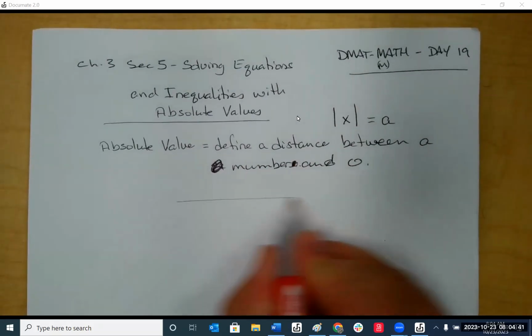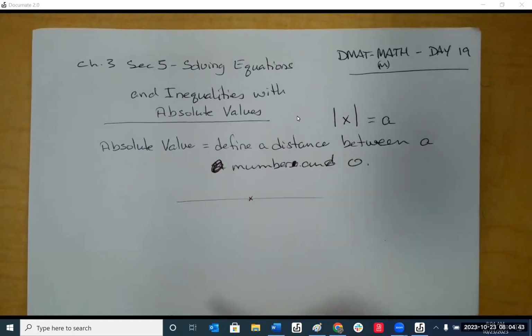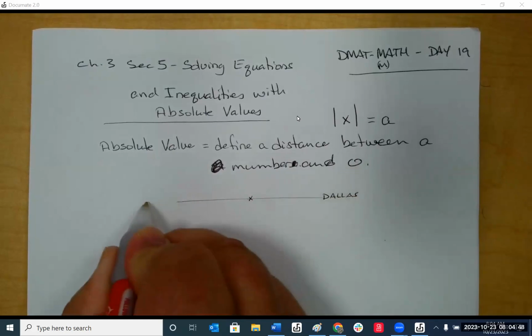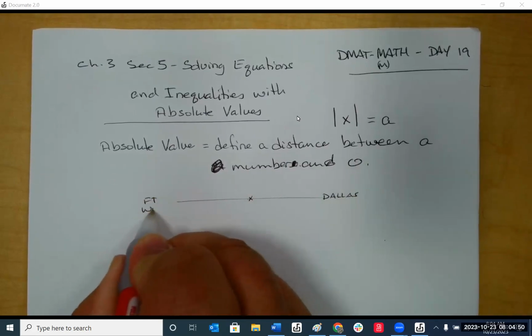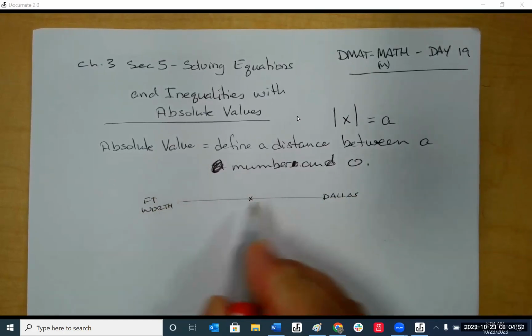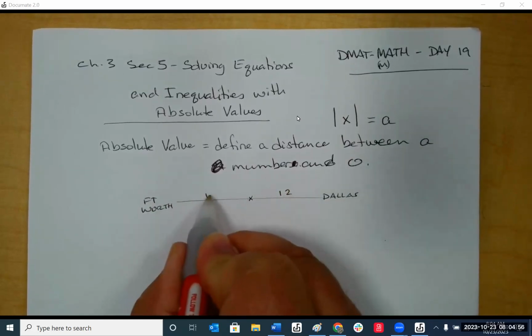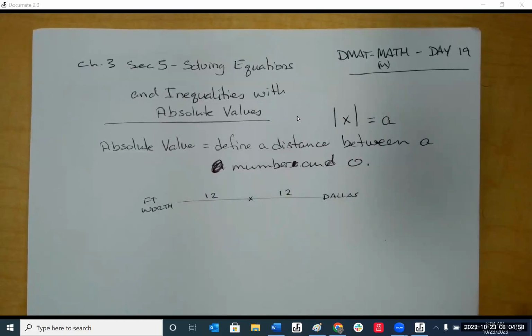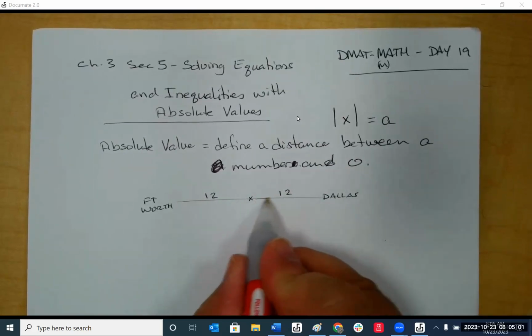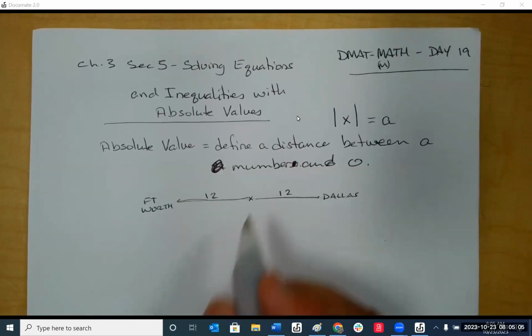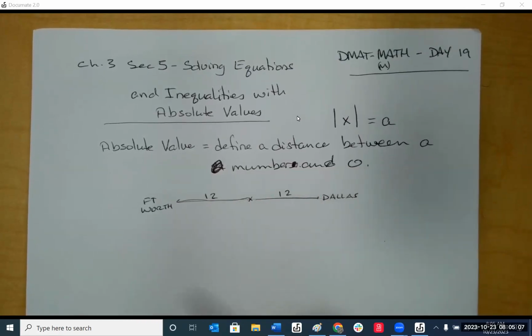In other words, if we're right here, and there's Dallas, and here's Fort Worth. Let's say we're halfway between there, and there's 12 miles in between the two of them. It doesn't matter which direction you go, you still have 12 miles to go. This one isn't positive, this one isn't negative. It's just a value. That's how absolute values work.